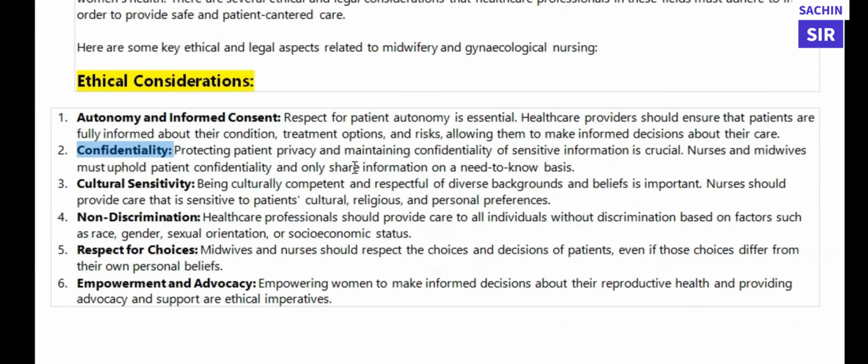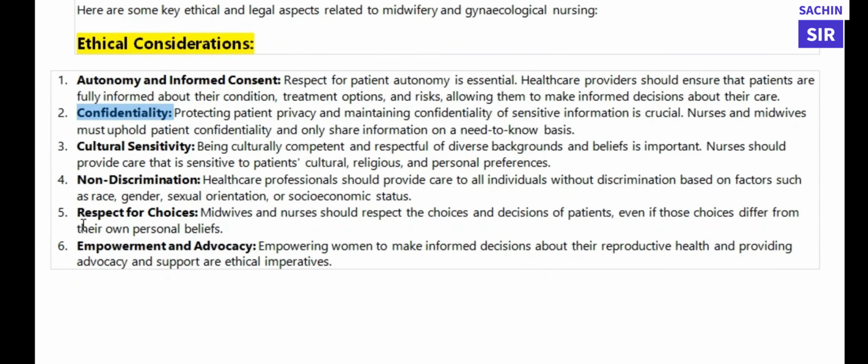Confidentiality. Protecting patient privacy and maintaining confidentiality of sensitive information is crucial. Nurses and midwives must uphold patient confidentiality and only share information on a need-to-know basis. Cultural sensitivity. Being culturally competent and respectful of diverse backgrounds and beliefs is important. Nurses should provide care that is sensitive to patients' cultural, religious, and personal preferences.